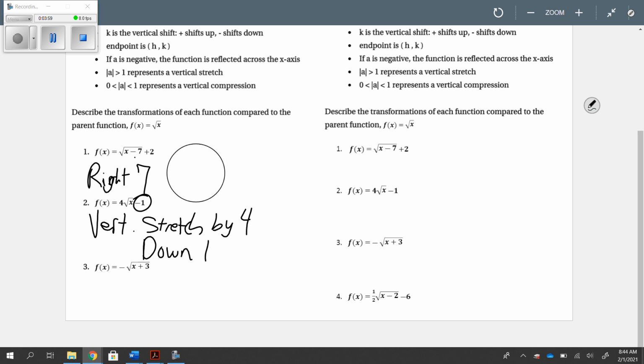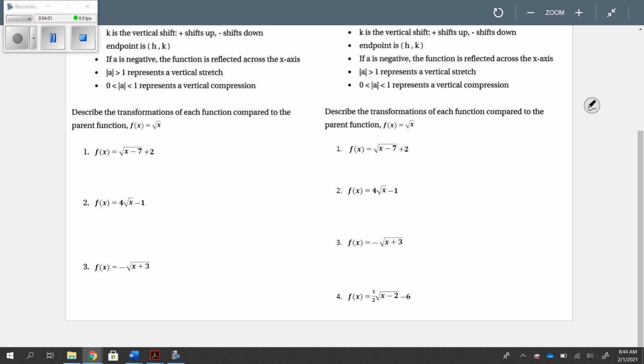All right. Finally, let's do the last one. This is going to be a short video, less than 5 minutes. We have f of x equals negative the square root of x plus 3. So the first one, we see this negative. So it's going to be reflect across x-axis. So reflect across x-axis.